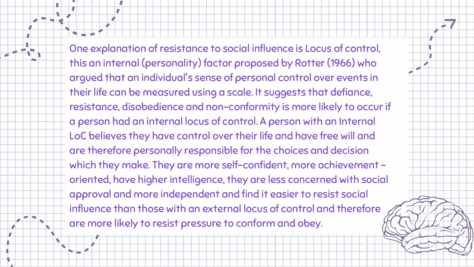It suggests that defiance, resistance, disobedience, and nonconformity is more likely to occur if a person has an internal locus of control. A person with an internal LOC believes they have control over their life and have free will and are therefore personally responsible for the choices and decisions which they make. They are more self-confident, more achievement-oriented, have higher intelligence, they are less concerned with social approval and more independent and find it easier to resist social influence than those with an external locus of control and therefore are more likely to resist pressure to conform and obey.